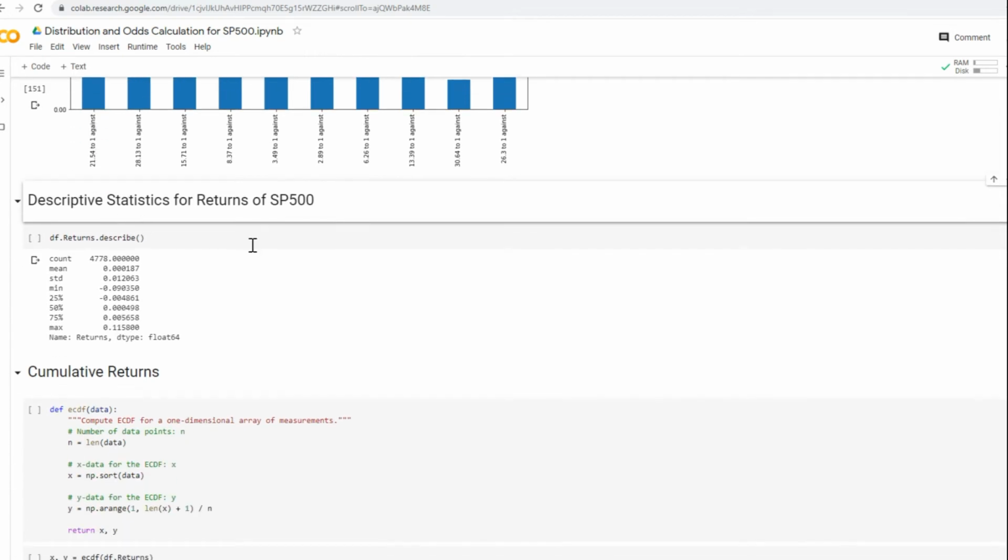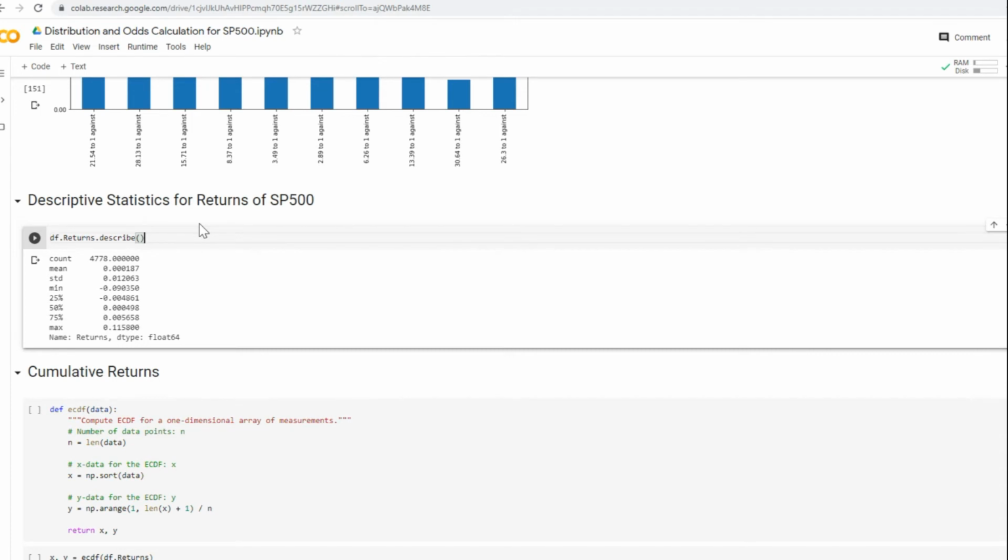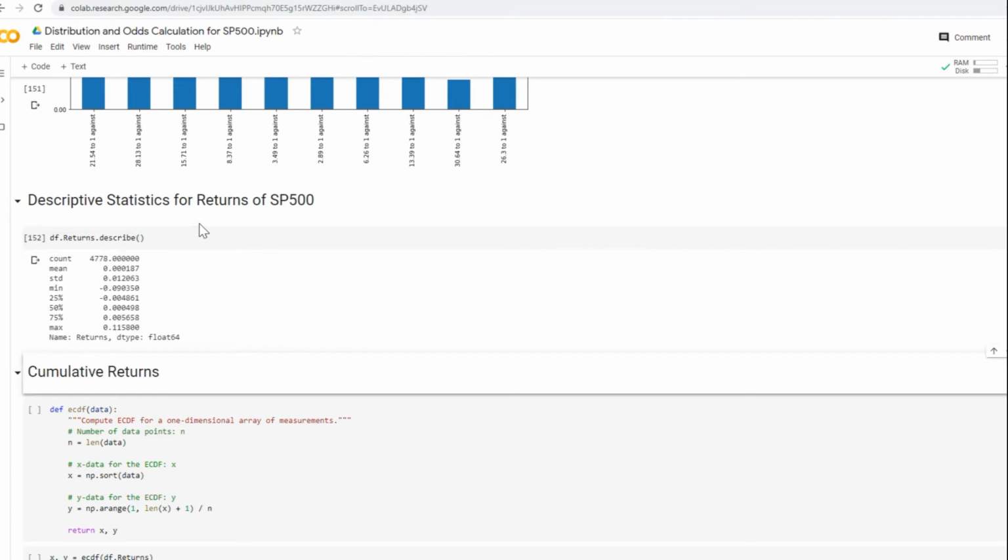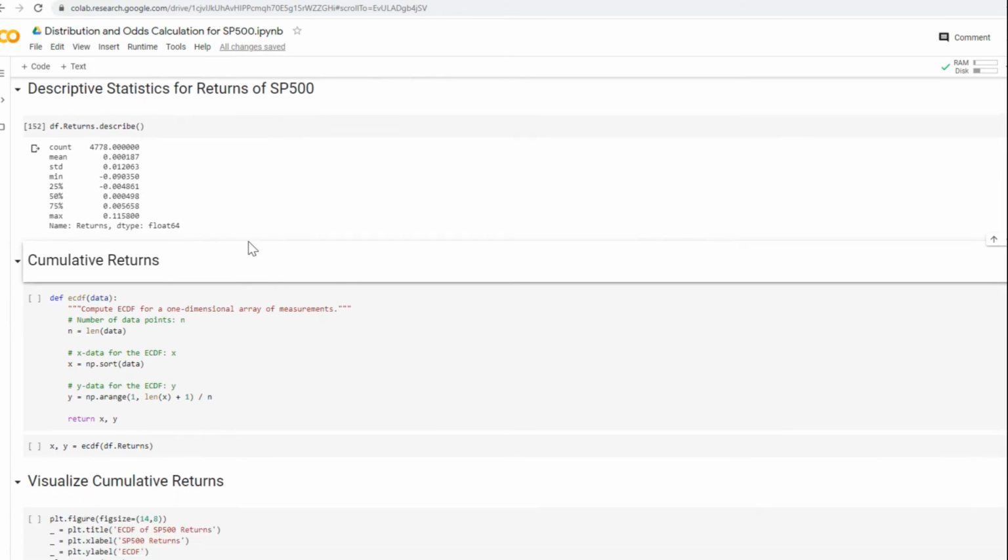Okay, descriptive statistics of returns. How can we do simple descriptive statistics of returns? There is a function in pandas called describe that gives you the descriptive statistics. So you have the count: we have 4,778 samples of data, the mean of the data is 0%, the standard deviation is 1.2%, the minimum return is -9%, and the max is 11.5%. So you can see that.